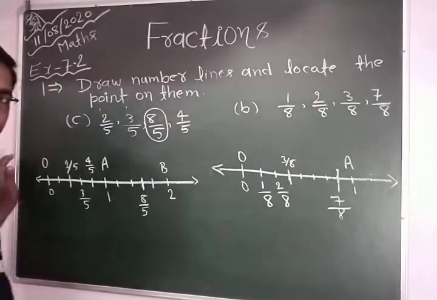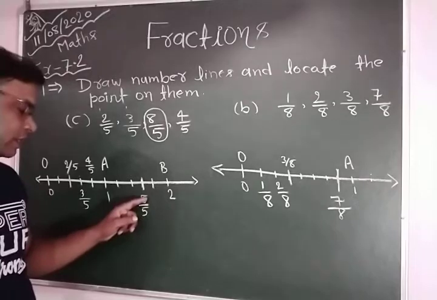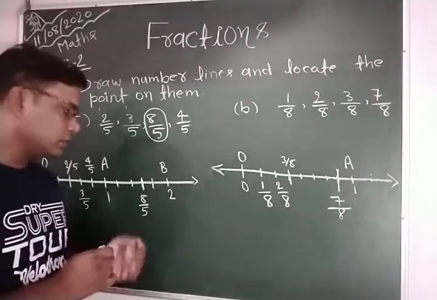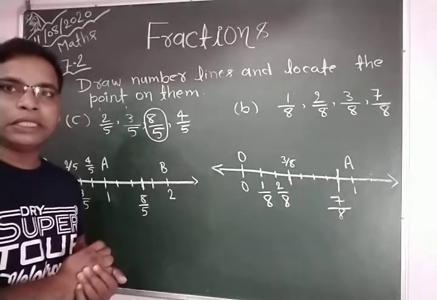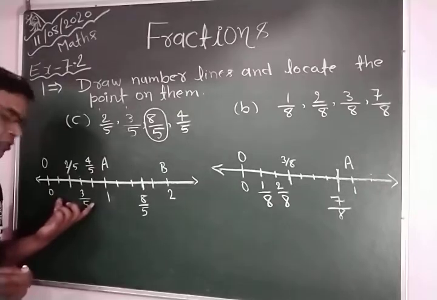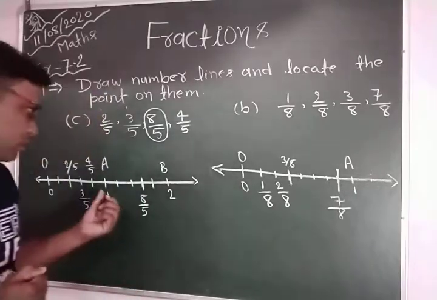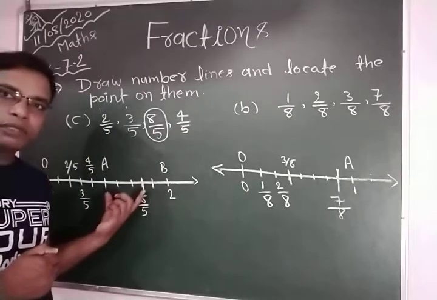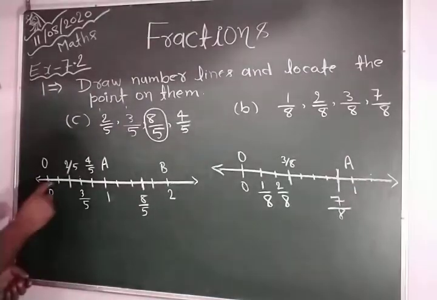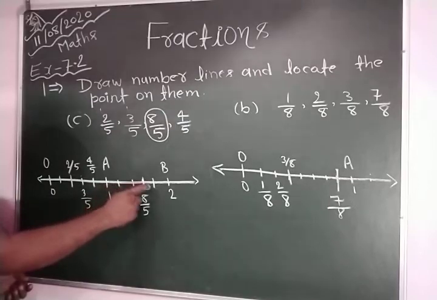Okay. For this improper fraction, if you change it into a mixed fraction, you obtain 1 and 3 by 5. So first we divide the line segment between 0 and 1 into 5 equal parts, and after this we also divide the line segment between 1 and 2 into 5 equal parts. So you can see here 1 part, 2 part, 3 part, 4 part, 5 part, 1 part, 2 part, 3 part, 4 part, 5 part.